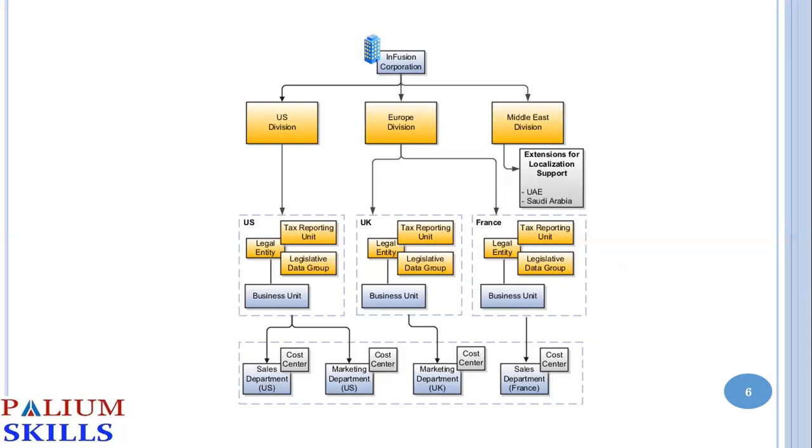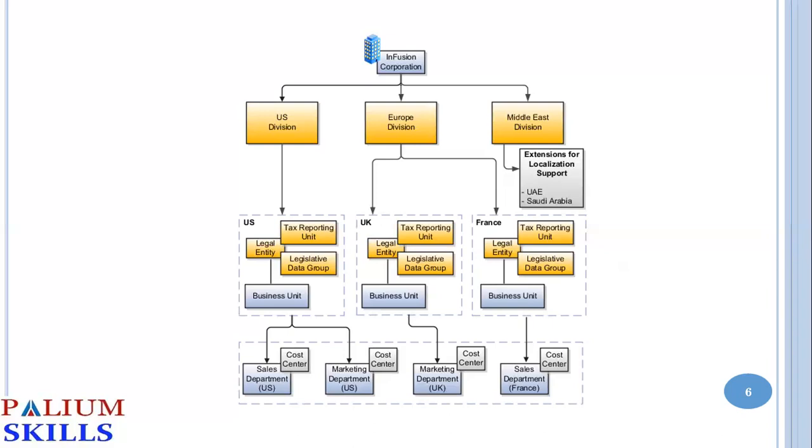From core HR, please correct me if I'm wrong, the enterprise, division, legal entity, business unit, department, these are all which we define, right? Yes. And TRU, LDG anyway are seeded. TRU and payroll statutory units come from payroll and finance. Even the enterprise may not be defined by HR alone. Finance and HR together may sit and do it.